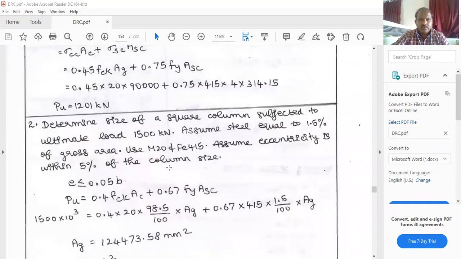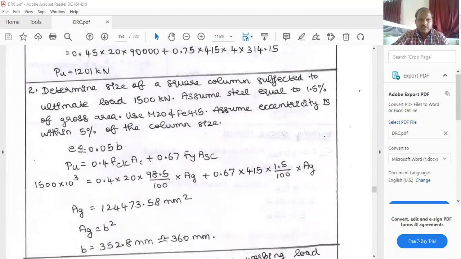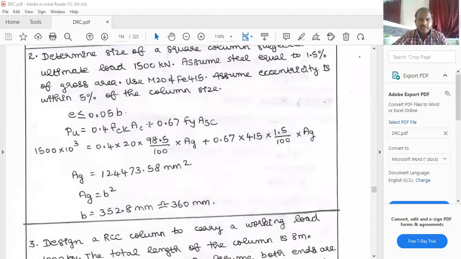So next we are going to see the problem: determine the size of the square column subjected to ultimate load 1500 kilonewton. Assume steel equal to 1.5 percentage of gross area. Use M20 and Fe415. Assume eccentricity is within 5 percentage of the column size, and e is less than or equal to 0.05 B. Pu equal to 0.4 fck Ag plus 0.67 fy Asc. So Ag is nothing but 124473.58 mm square, and finally B is nothing but 360 mm.